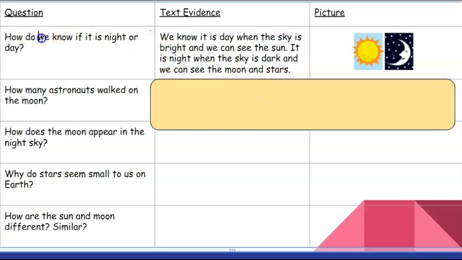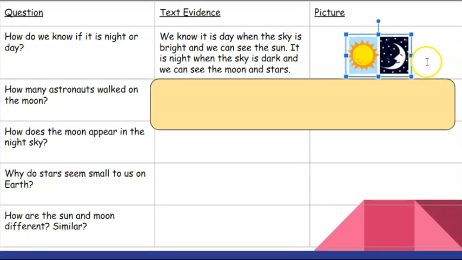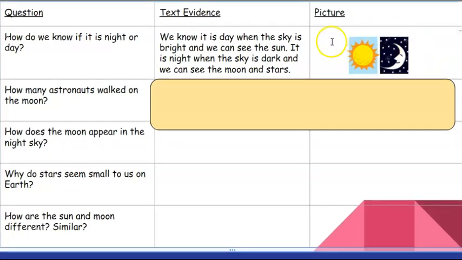Do you see how I used words from the question? We know it is day, we know it is night. I'm using the same words from the question in my response to make it a complete sentence. Now, unfortunately, I wasn't able to draw a picture myself on the computer, so I had to find one online, but you guys should be drawing your pictures to explain your answer.